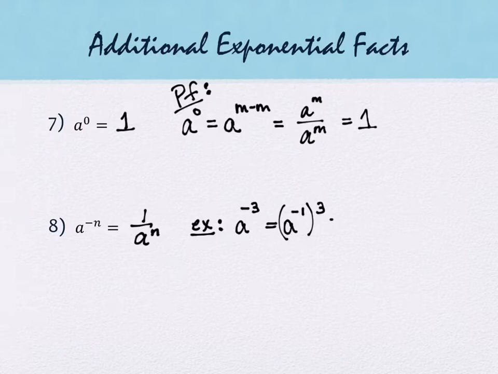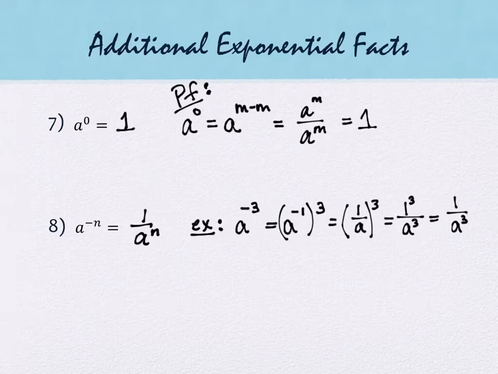So a to the negative 1 means what's the reciprocal or the multiplicative inverse of a, and that's 1 over a. And now it's to the power 3. And then using property 5, I have 1 cubed over a cubed. Of course, 1 cubed is 1. So I end up with a positive 1 on top with the positive a cubed version on bottom.